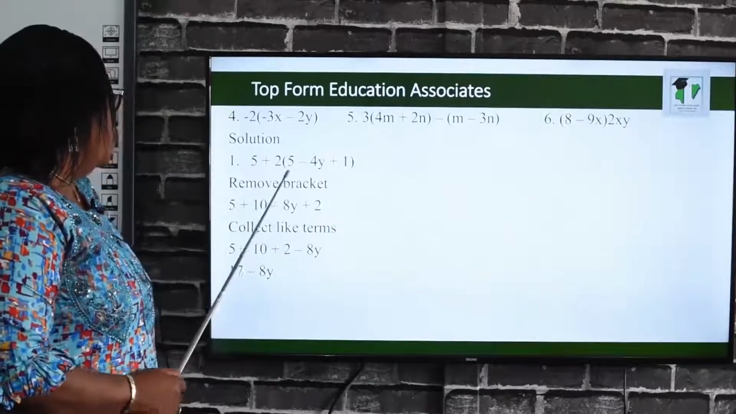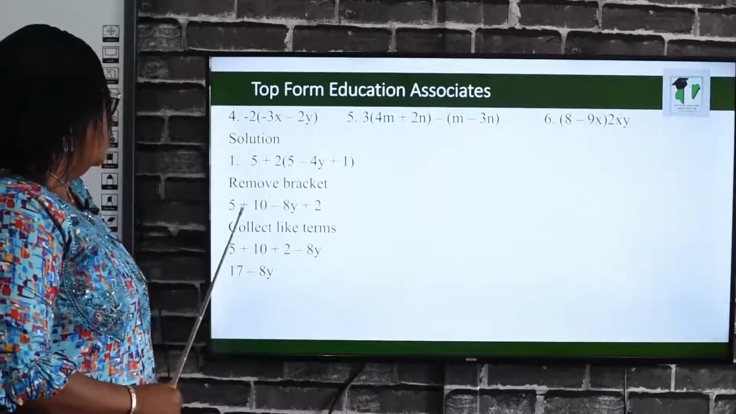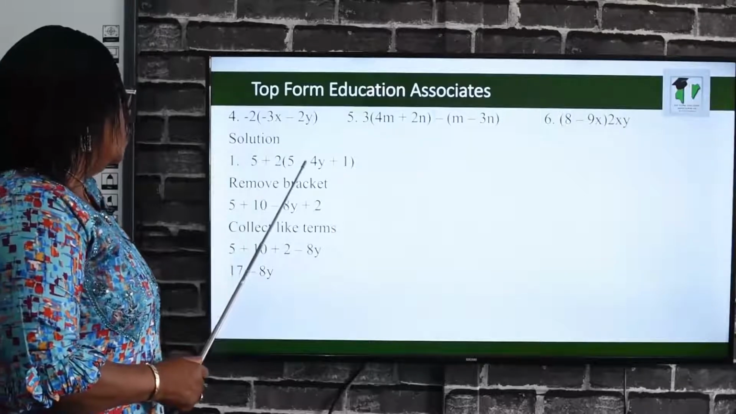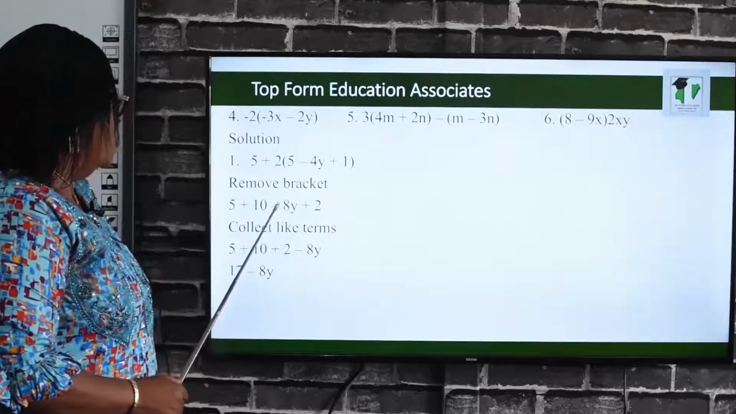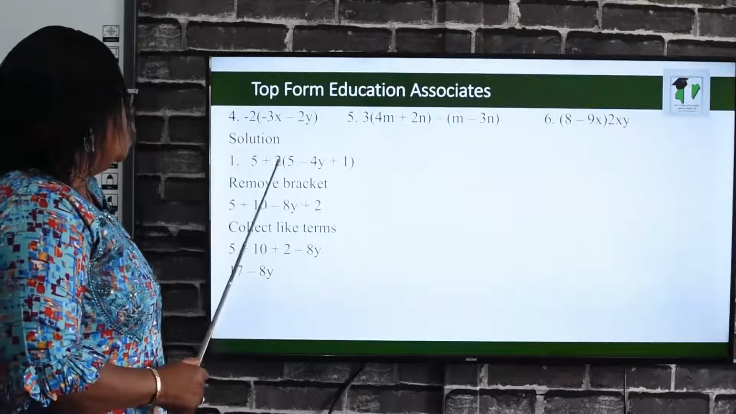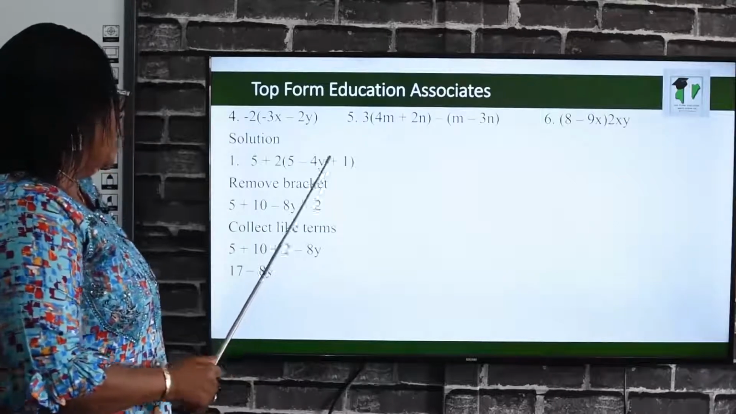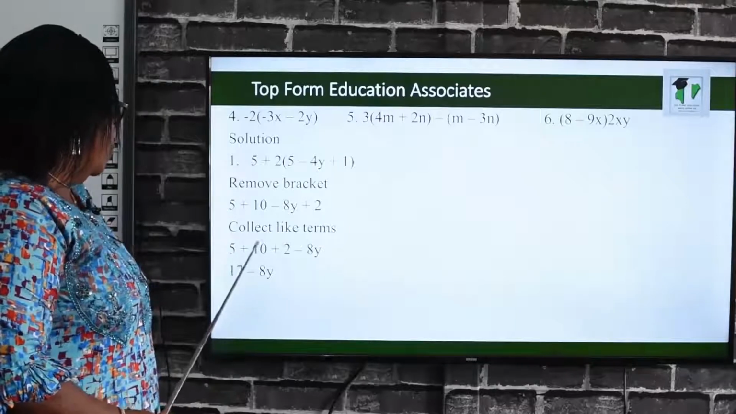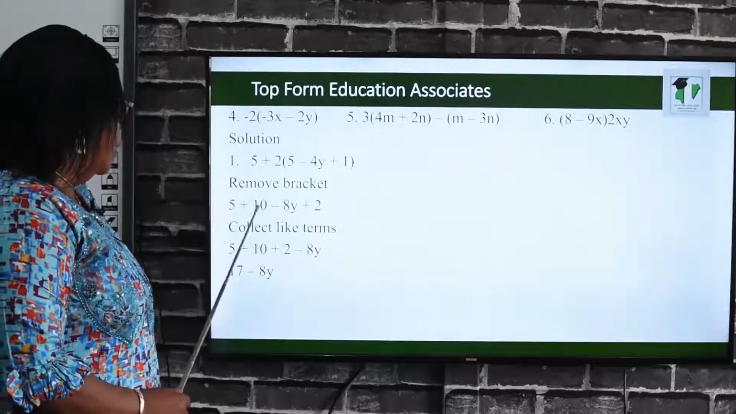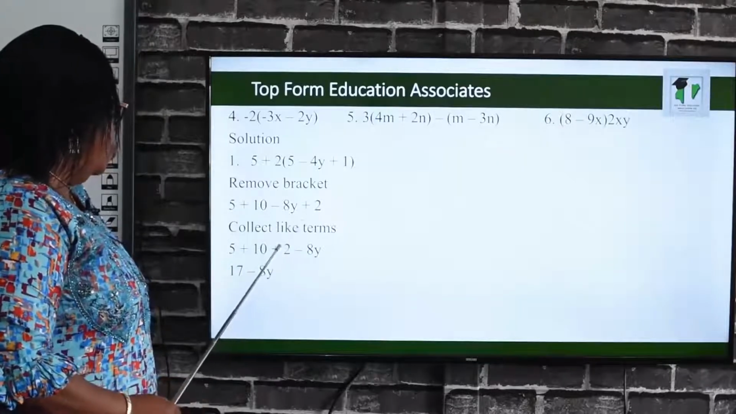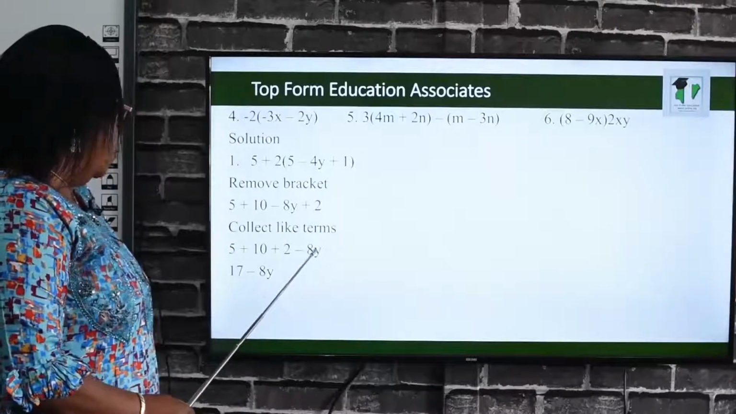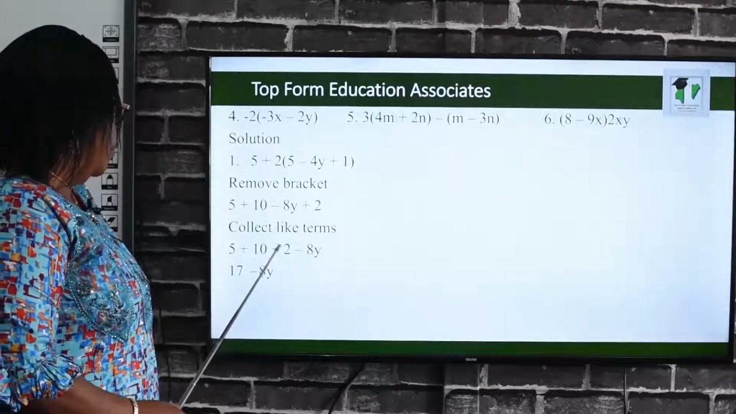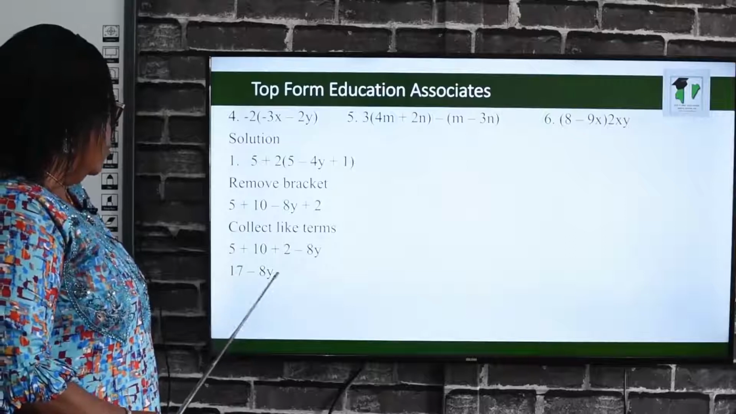How does it go? 2 times 5 gives us plus 10. 2 times minus 4y gives us minus 8y. 2 times plus 1 gives us plus 2. We collect like terms. We have 5 plus 10 plus 2 minus 8y. 5 plus 10 plus 2 gives us 17 minus 8y.